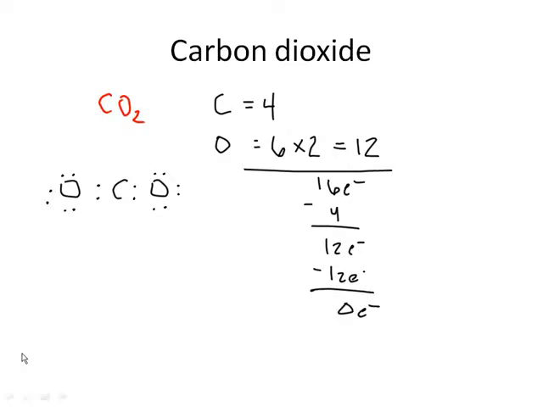Let's check and see who's happy and who's not. Each oxygen has access to 8 electrons. The carbon, however, has access to only 4. So carbon doesn't have access to enough electrons. I don't have any more electrons to give it. So that means I'm going to ask one of the oxygens to share electrons.